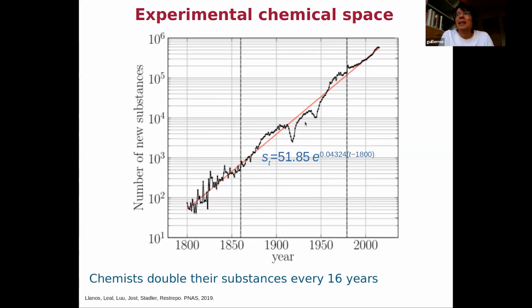That means that, if these trends are maintained, in the following 16 years chemists would be able to double all the substances they have been able to make in the past history. That's more or less the speed of chemistry. It's growing very fast. And this is material production.